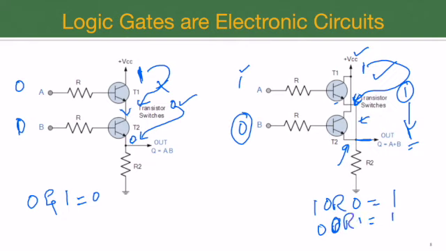So the point of showing these two diagrams over here is that logic gates are actually electronic circuits. They are actually reasonably simple electronic circuits. They're not very complex. So this means that all of the computer, specifically the CPU, is made up of logic gates, so all of the CPU is actually electronic circuits.